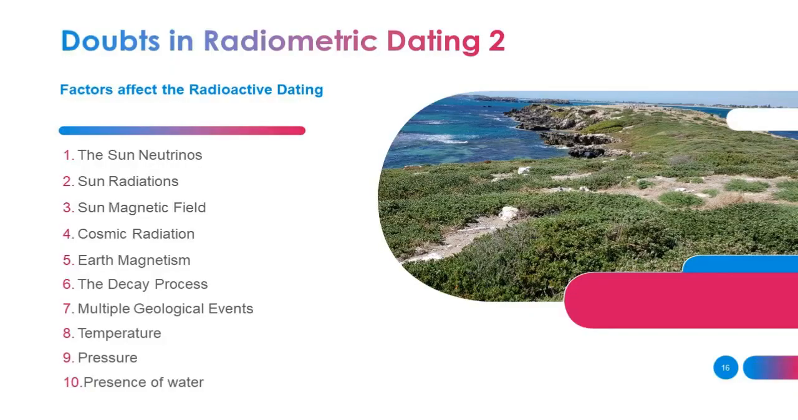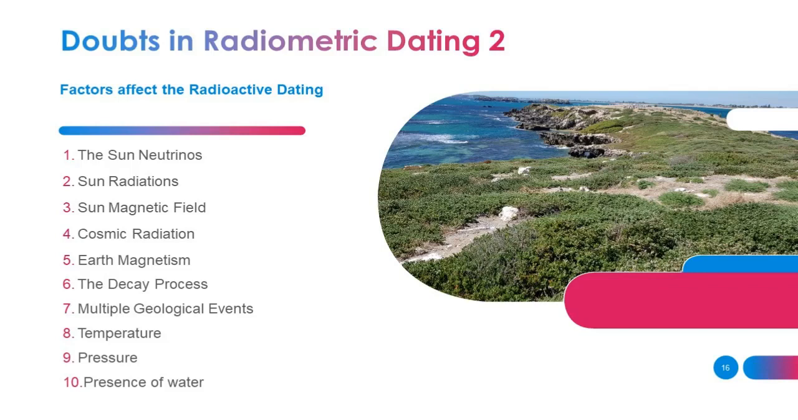Do we have any other factors that may affect the radioactive age dating? Yes. And I'll go through them quickly. Some neutrinos affect the age. Some radiations. The sun's magnetic field. Cosmic radiation. Earth's magnetism. The decay process: uranium and thorium could go through different paths. So in the middle, it can go, for example, to uranium-235. In another process, it can go to another isotope. The time that each isotope stayed in place, we don't know. We have only uranium, thorium. So every decay process would have different times.